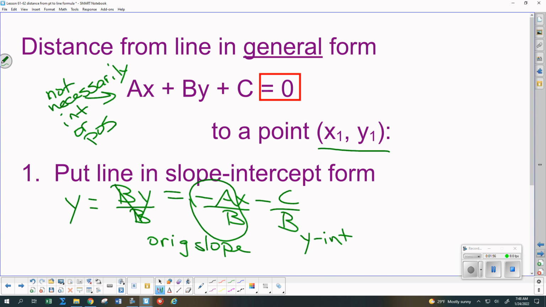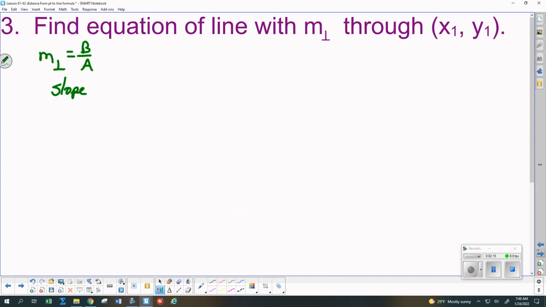What we really want out of that is to get the perpendicular slope, just like we do when we do it the long way. So flip it and change whether it's positive or negative. So our perpendicular slope is going to be b over a. Okay, now that we know the perpendicular slope is b over a, and we know the point on there, we're going to do like we've been doing, plug the slope and the point in to get the equation of the perpendicular line.